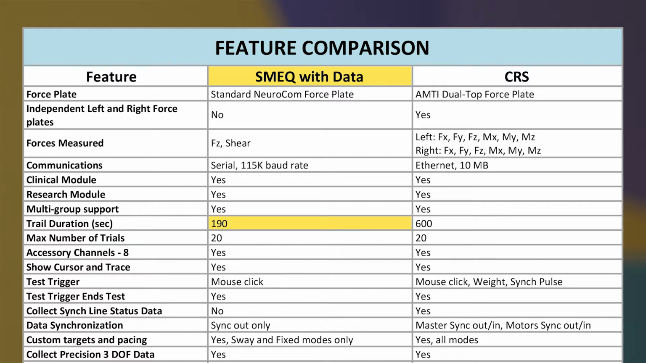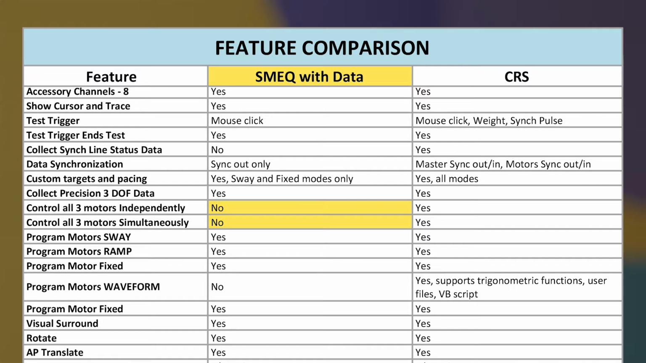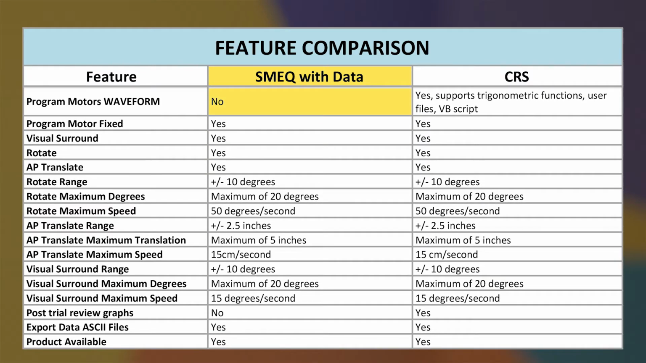Time duration is up to 190 seconds. The test trigger is with an easy click of a mouse. You cannot collect sync line status data. For data synchronization, it's sync out only. You cannot control all 3 motors independently or at the same time. And you cannot program motors for waveform. Also, you cannot post trial review graphs on the SMEQ with data.